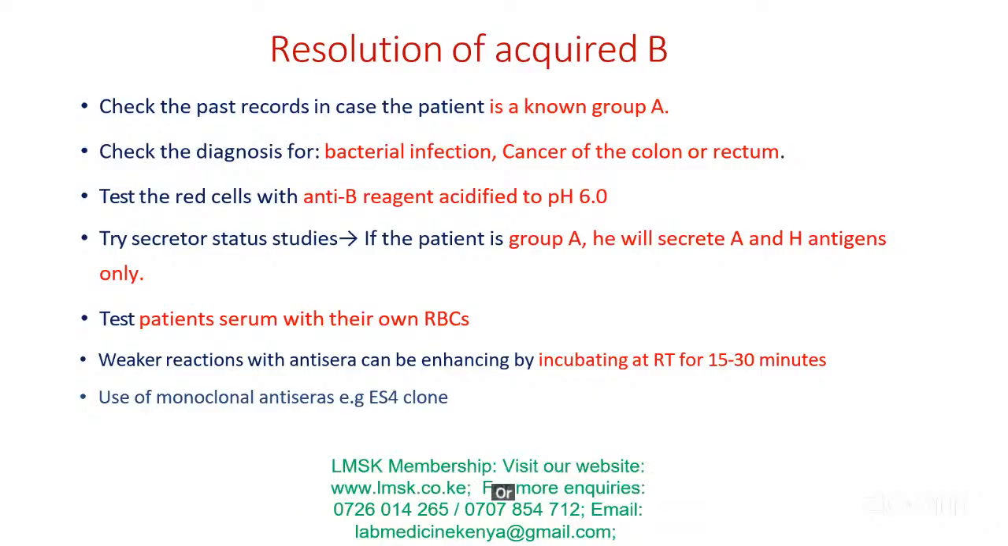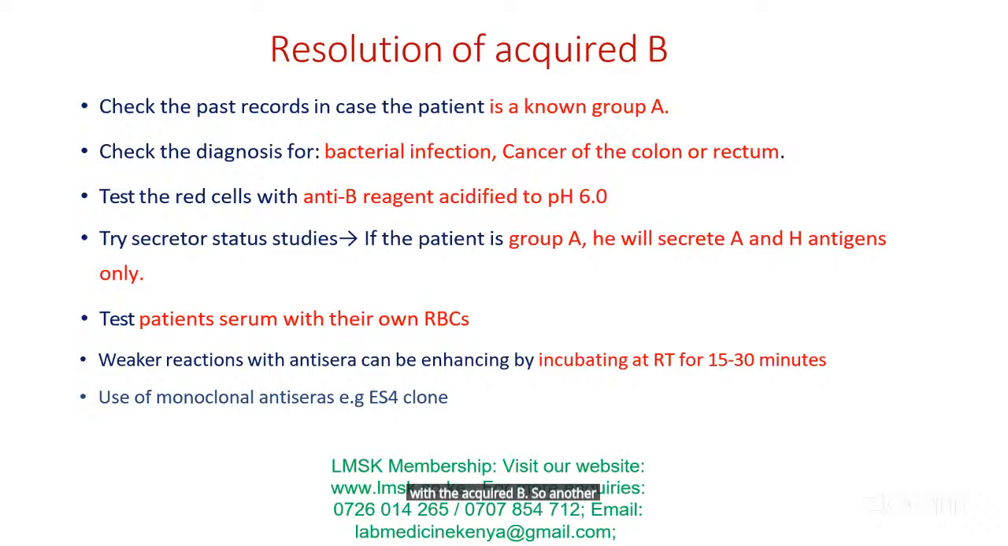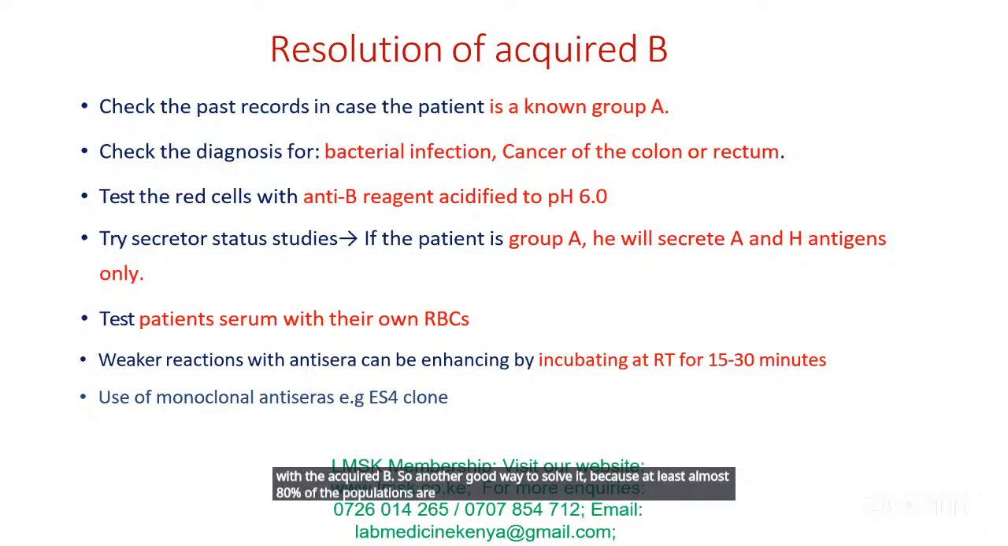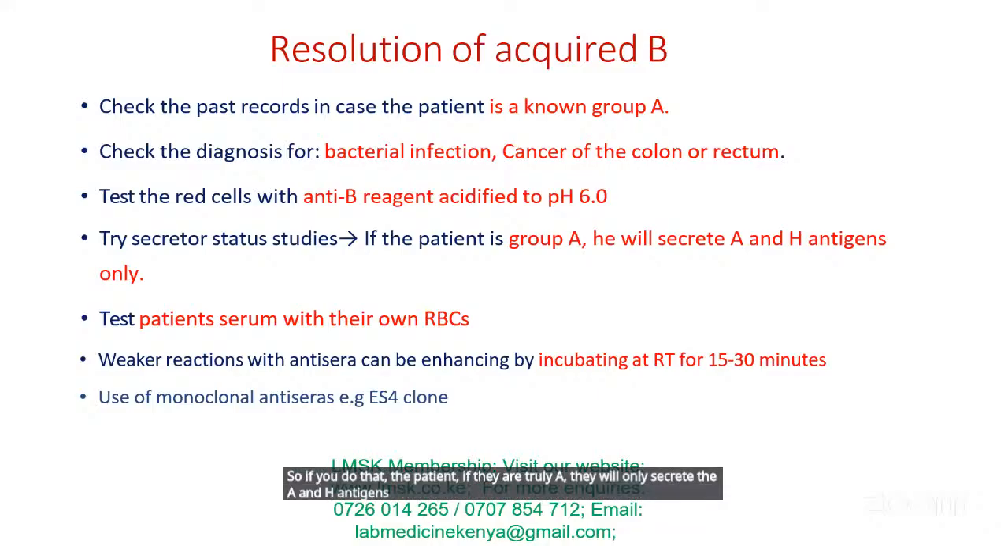Or you can repeat the procedure using acidified antisera. If you repeat it with acidified anti-B, it will not react with the acquired B. Another good way to solve it, because almost 80% of the population are secretors, is to do a secretor study. You repeat the grouping using saliva, or rather serum. If you do that, and the patient is truly A, they will only secrete the A and H antigens. So they will not secrete the acquired B phenotype.